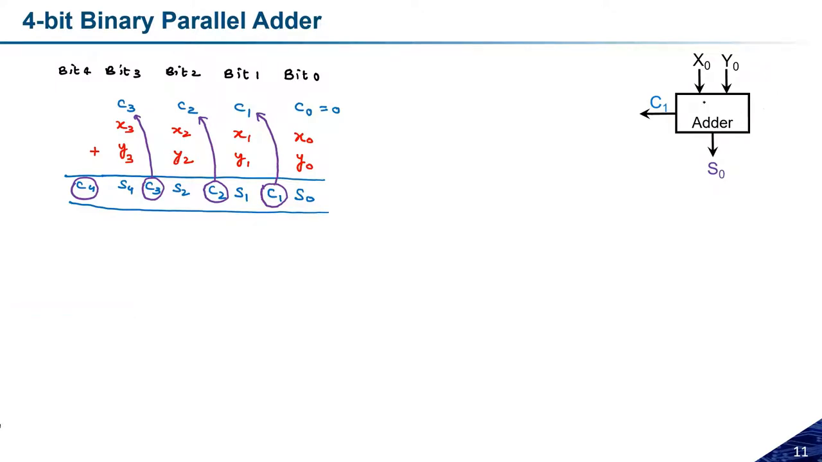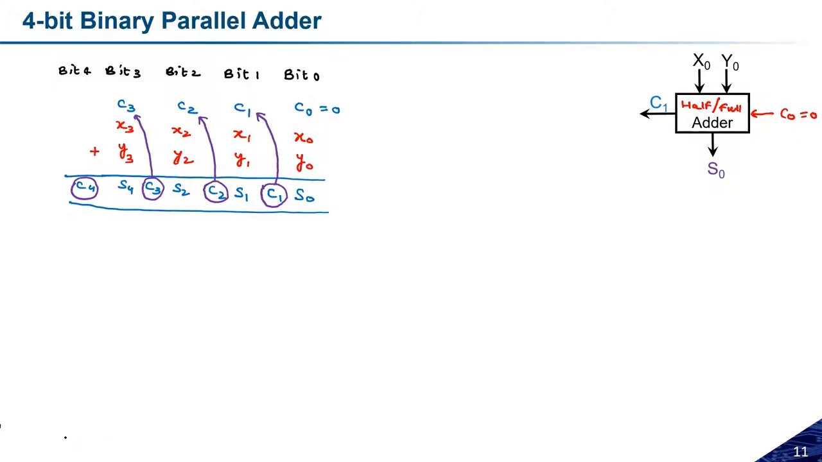But the important thing is, if we are not considering the carry, in this case this will become a half adder. But if we are considering the previous carry, which is 0, that is, C0 is equal to 0, then in that case it is a full adder. So I can utilize a half adder or a full adder for this first step. Both can solve the purpose.